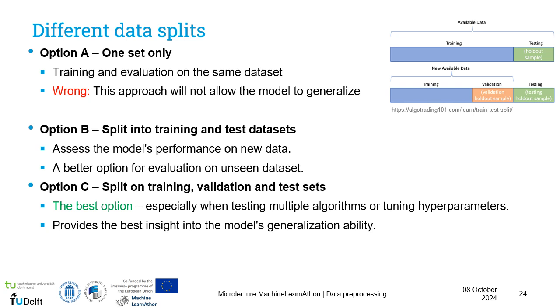Another option, which is better, is to split into training and testing datasets. In this case, we allocate the training dataset for fitting of model parameters and evaluate the model on the testing dataset. And the best option is option C, where we have three datasets: training, validation, and testing, which is especially useful for testing multiple algorithms and tuning of hyperparameters. In this case, we are testing different hyperparameters on the validation dataset, and then we evaluate only the top configuration on the testing dataset.